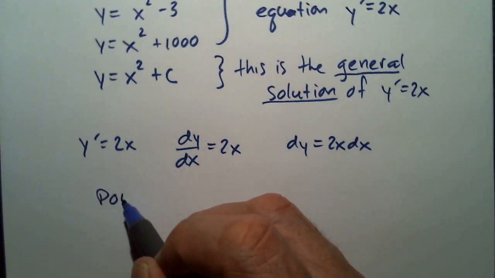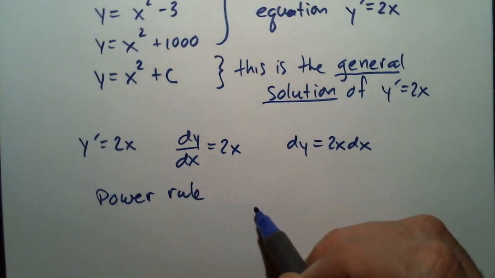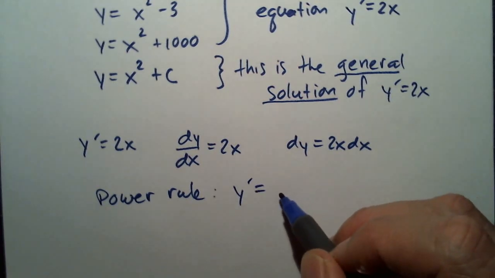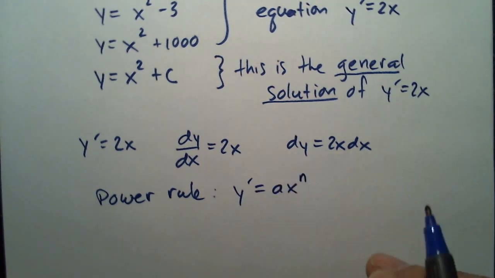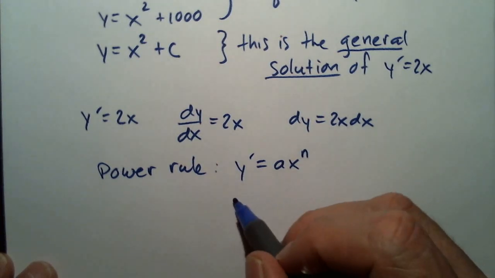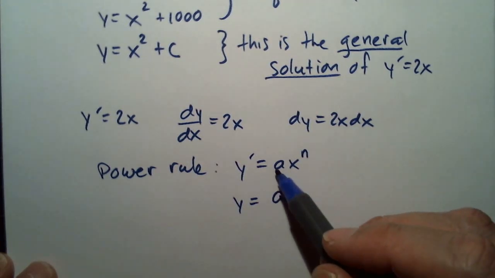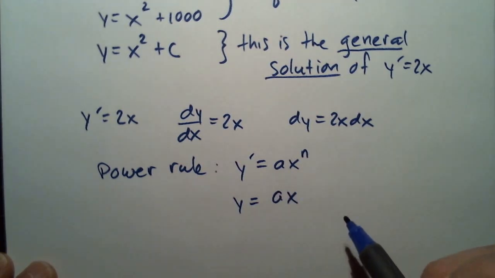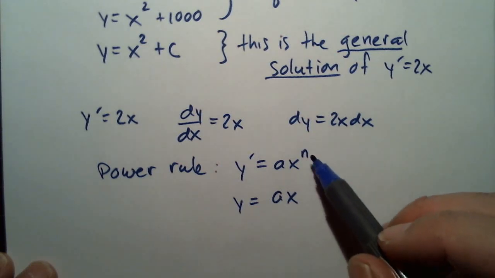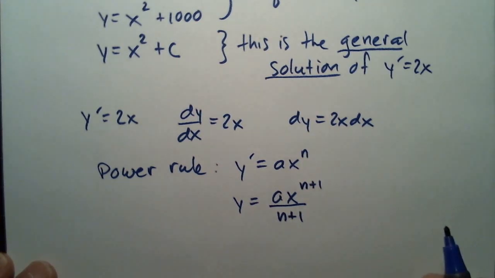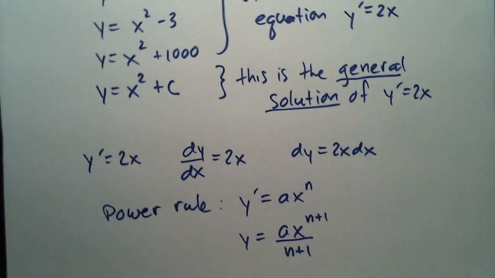We have a power rule. The power rule for antiderivatives: if the derivative is ax to the n, then the original equation is going to be like this. We start with the same a and x, but now we're going to add one. When we do the derivative, we subtract one, but now we're going to add and divide. And that's the power rule for antiderivatives.